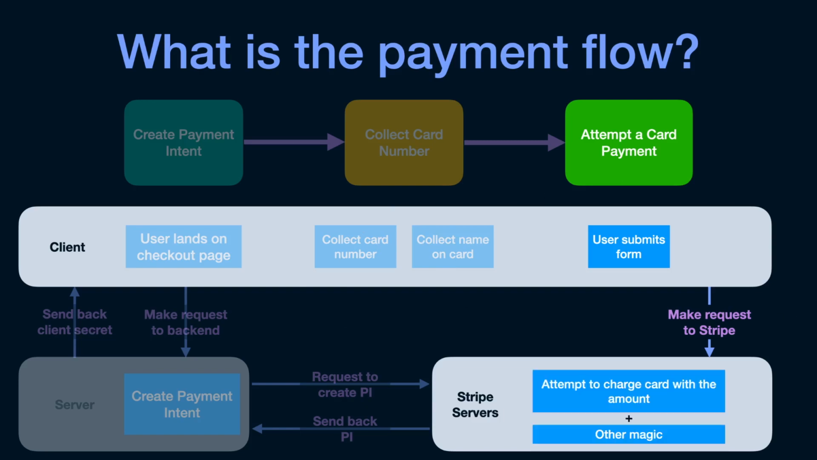And what happens on Stripe servers is they are going to attempt to charge that card with the amount that you sent to them, which is coming from when you created the payment intent. And they're going to do some other stuff, completely on the side. And they're going to come back to you and say, okay, this has succeeded or this has failed. And they're going to give us some really good descriptive errors that we're going to show to the user.